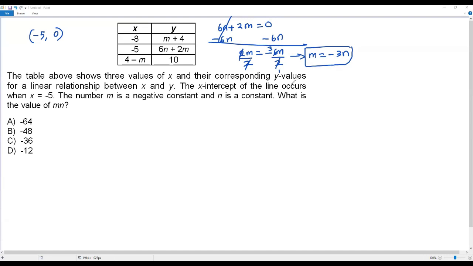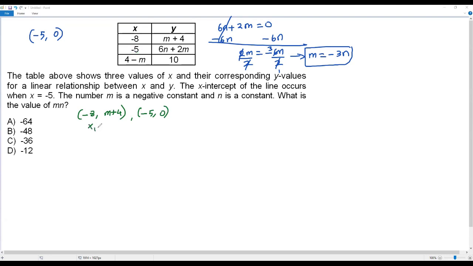Now I'm going to find the slope of the line using the 3 points we have in the table. Usually when I know 2 points on the line, I can use a formula to get the slope of the line. So let me take the first 2 points from the table. The first point is (-8, m + 4), and the second point is (-5, 0), because we know that at x equals -5 we have the x-intercept, that is, the y coordinate is 0.